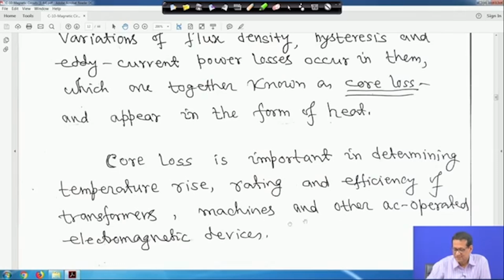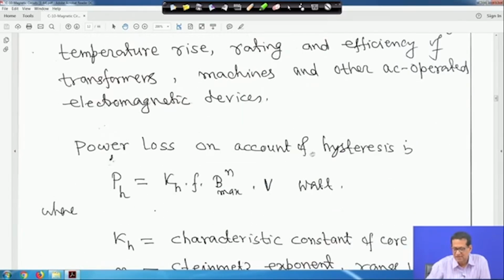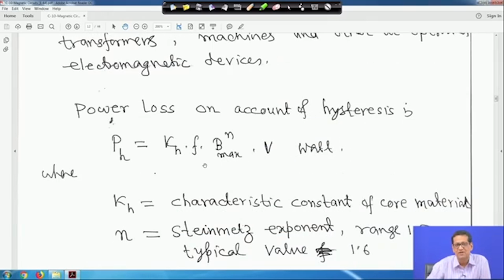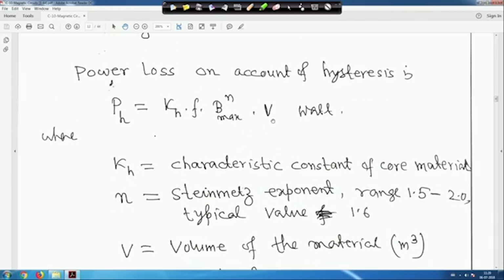Machines and other AC operated electromagnetic devices. Now, the power loss on account of hysteresis, actually it is an empirical formula, Kh into f into Bmax to the power n into V watts, right. Here V is not the voltage, V is the volume of the material. Kh is the characteristic constant of the core material. n is the Steinmetz exponent, range 1.5 to 2.0, typical value is 1.6. So, it is called the Steinmetz constant, right.